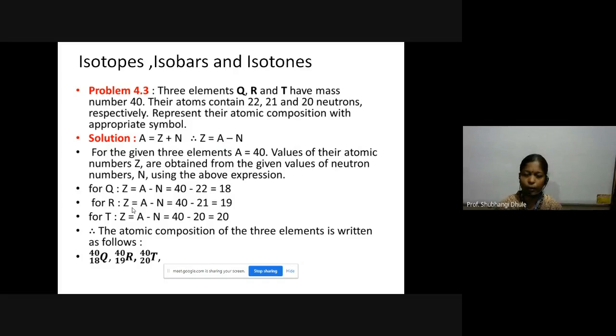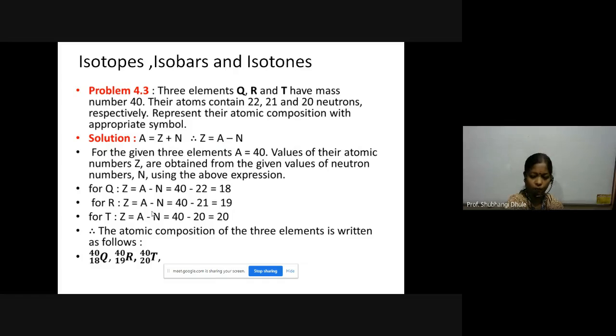Z is equal to A minus N again. So 40 minus 21, where 21 is the number of neutrons. For R, the number of neutrons is 21, so 40 minus 21 becomes 19. And for the T element, Z is equal to A minus N again, that is 40 minus 20. 40 minus 20 is equal to 20.